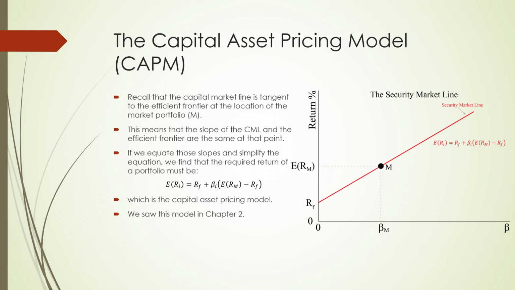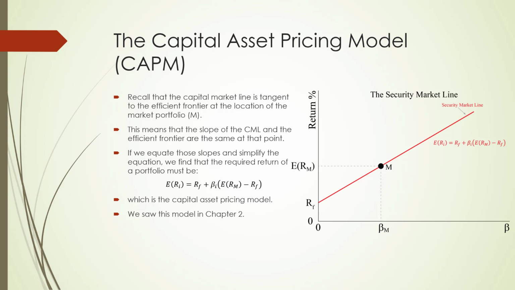Here's the graph. Now, remember that the security market line is just the graph of the capital asset pricing model. We talked about this in Chapter 2. The CAPM and the SML are precisely the same thing. When we graph it, we call it the security market line, and when we write out the equation, we call it the CAPM, but they're the same concept.